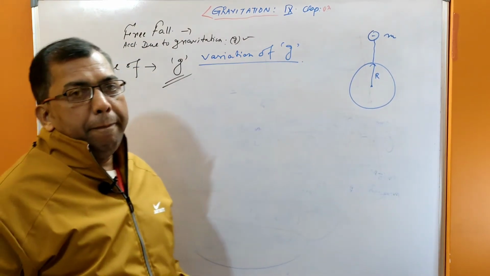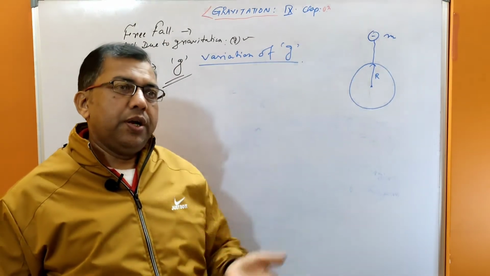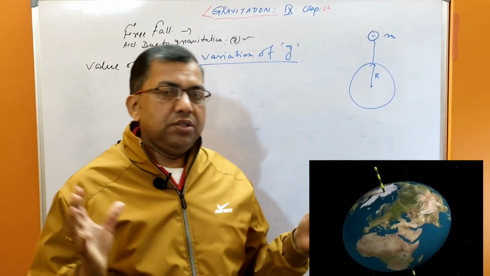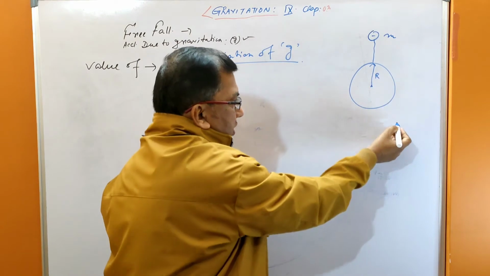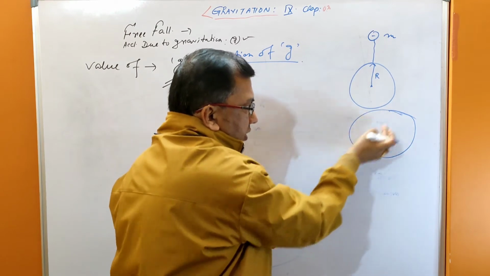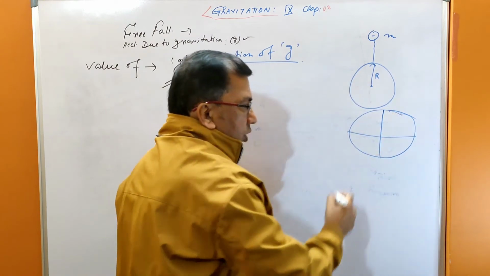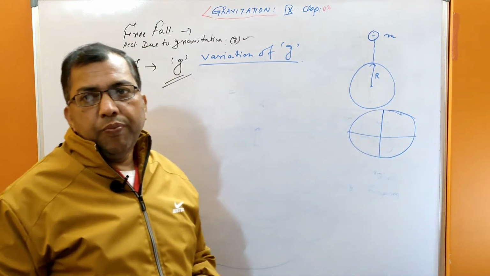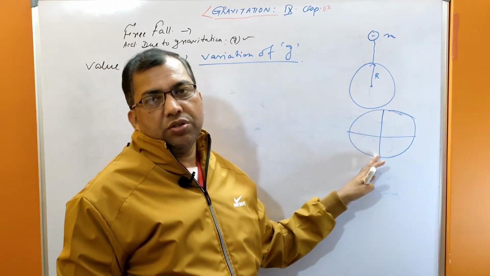Variation of g means, as I told earlier, the earth is not an actual spherical shape, because of the equator and the pole. It is egg shaped, somewhat this shape. This is the length, this is small. This is the major axis, this is the pole, this is the equator. So the radius of earth is not constant everywhere.